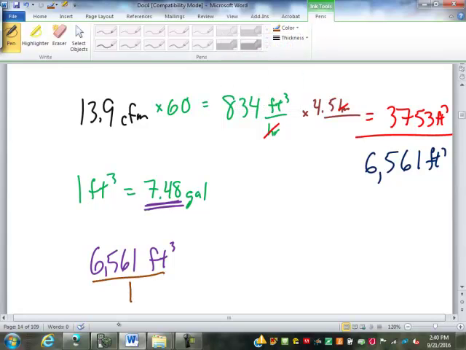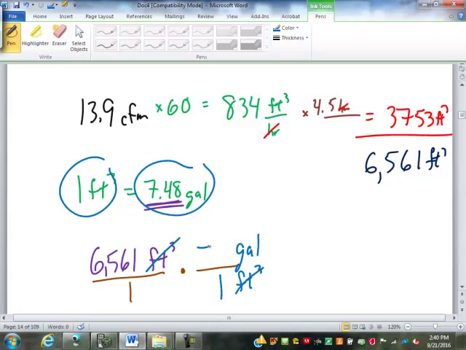Well, to figure it out, we do this. 6,561 cubic feet times, we're getting rid of cubic feet. So to get rid of cubic feet, I'm going to put cubic feet on bottom so that they will cross cancel out in our fractions. So gallons go on top. So our units are 1 cubic foot equals 7.48 gallons.